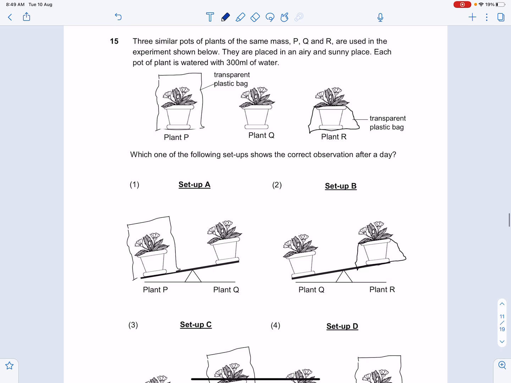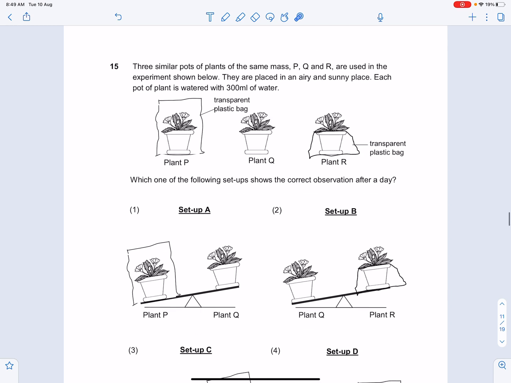Next, 3 similar pots of plants of the same mass, P, Q, and R, are used in the experiment shown below. They are placed in an airy and sunny place. Each pot of the plant is watered with 300 ml of water. Which of the setups correctly shows the observation after a day?